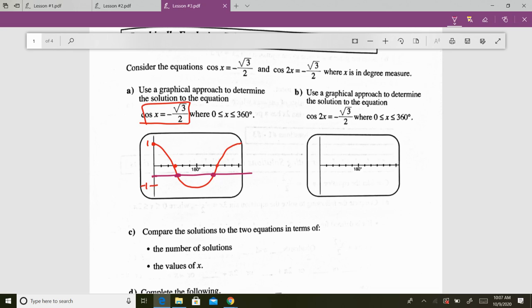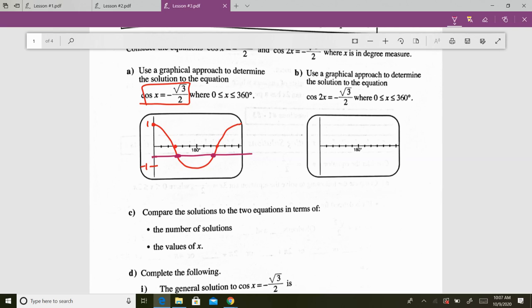We get 2 answers. Those answers are actually 150 degrees and 210 degrees.